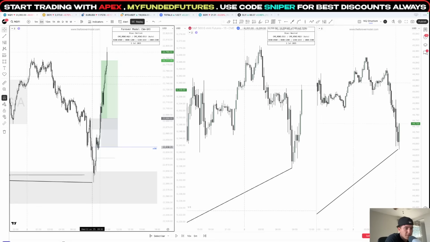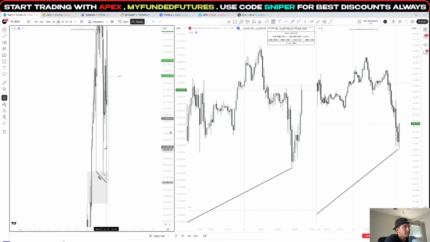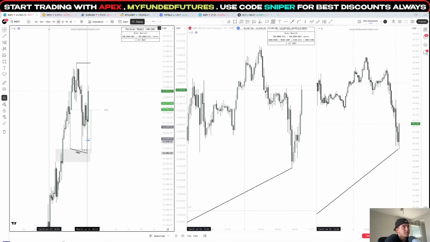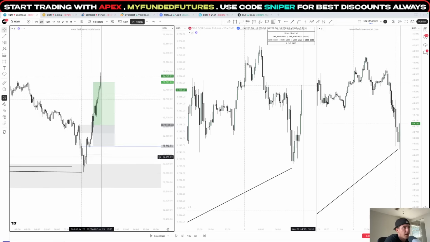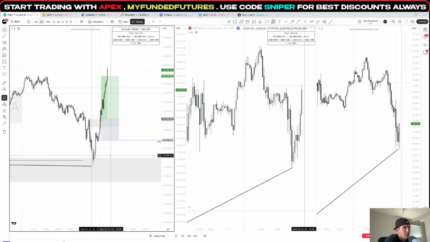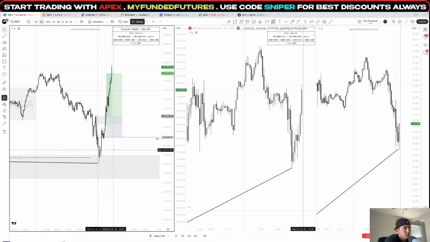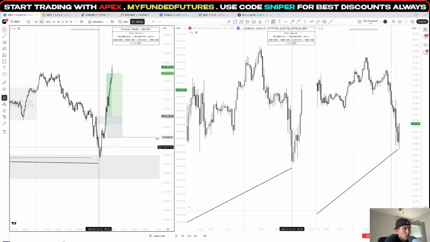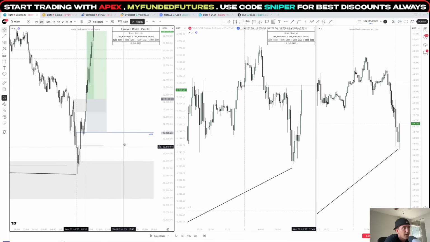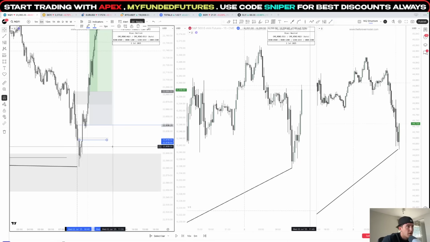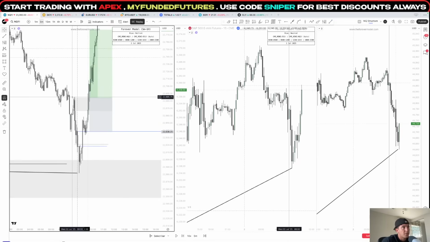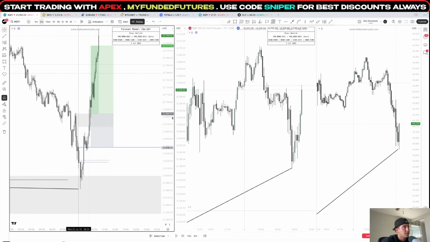The framework behind the 15-minute execution based off of a 4-hour was more probable to me because the structure was much cleaner. It was much cleaner from a 15-minute perspective than me looking at the 5-minute perspective. Because if I looked at the 5-minute, I would have missed the order block down here. Let's say if we went to the hourly, I would have missed the order block down here. And then my only way of execution would have been at the breaker up here. But that's fine because you still would have been able to catch it.